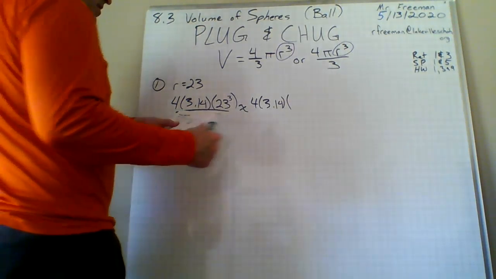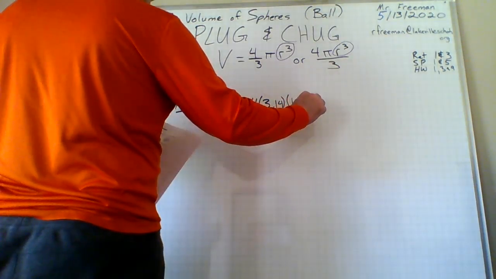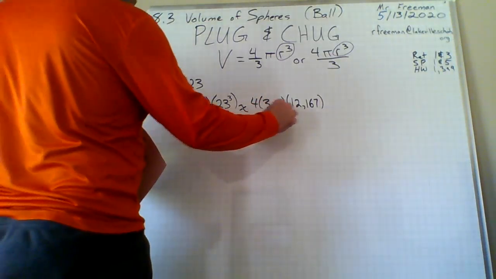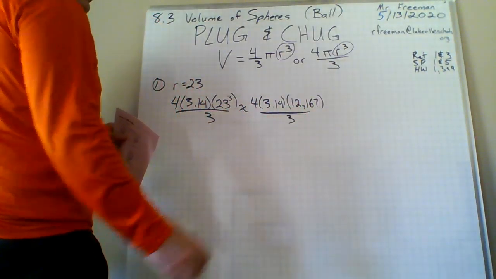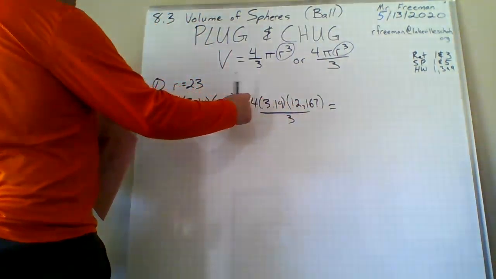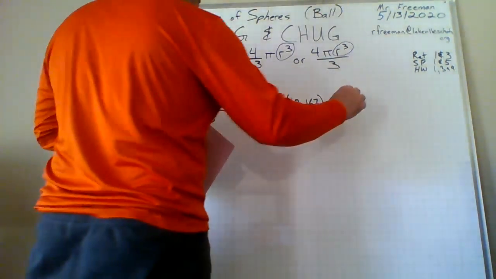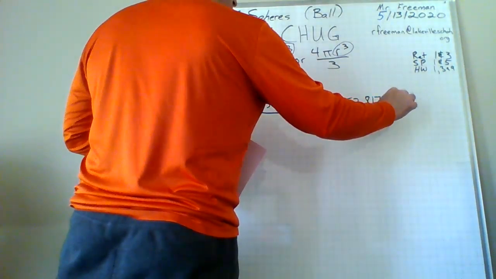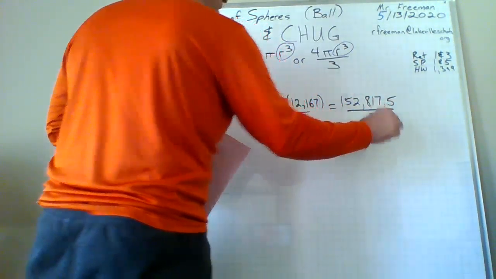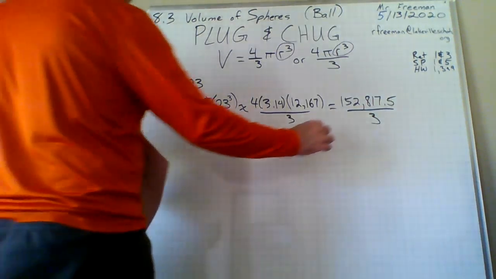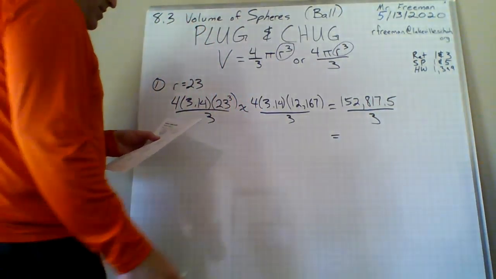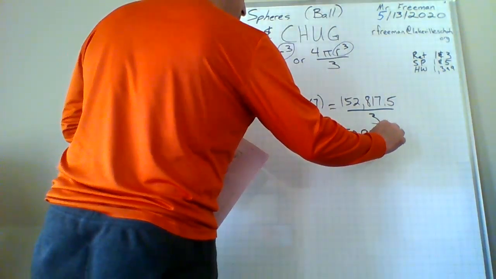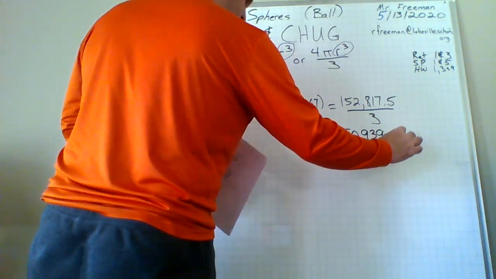that is the large number of 12,167. Okay, and we're going to, of course, divide that when we do it by 3. Then, when we take our calculators and we multiply all those guys together, you're going to get 152,817.5, and we're going to divide that guy by 3. Okay, for our final answer, we divide that guy by 3 and you'll get 50,939, and I got 0.2.